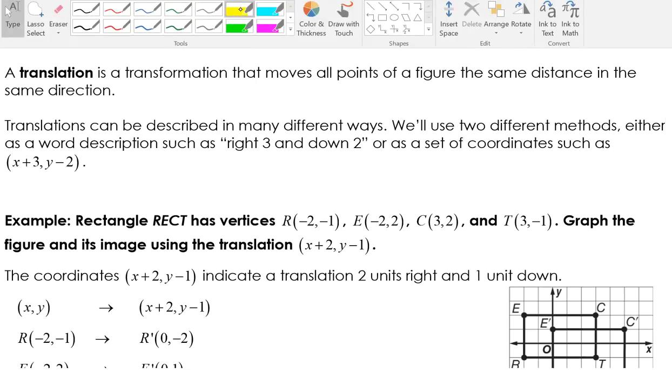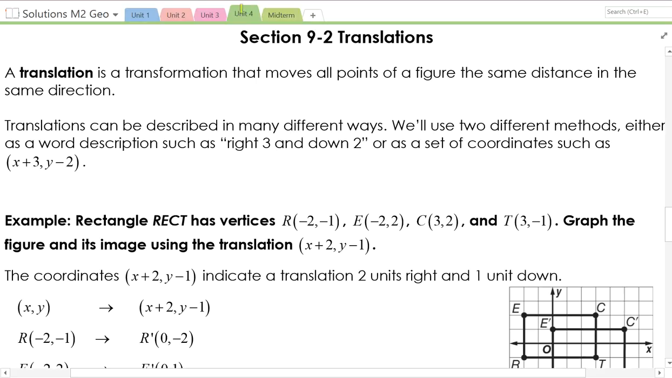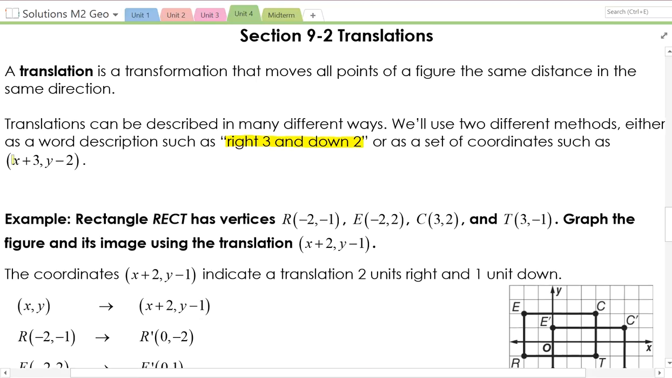For example, I might ask you to translate a figure to the right 3 and down 2. Or I might describe that same set of directions using something that looks like coordinates. Moving to the right 3 and down 2 would be described as adding 3 to the x coordinates and subtracting 2 from the y's, which would look like x plus 3, comma, y minus 2.